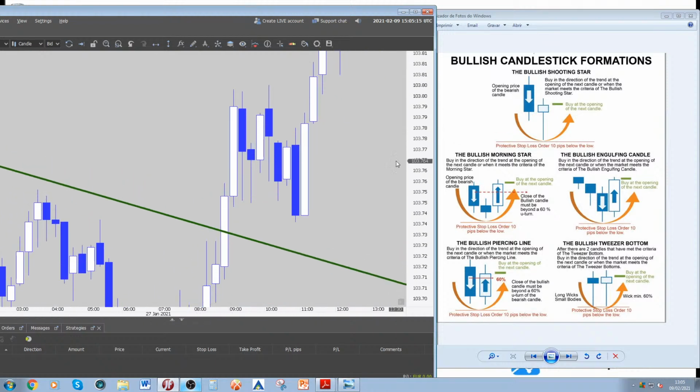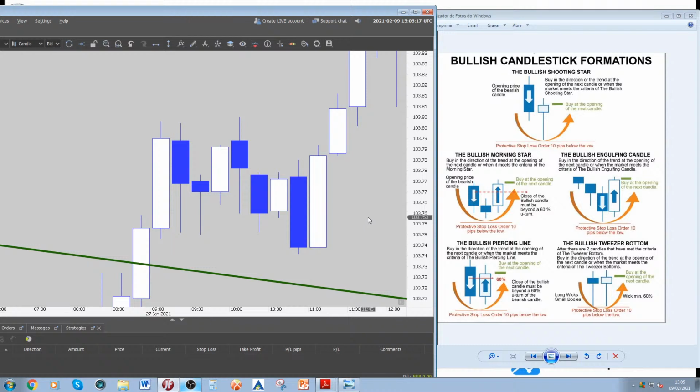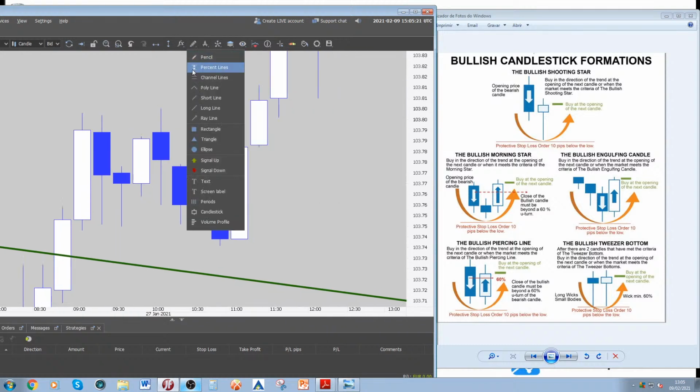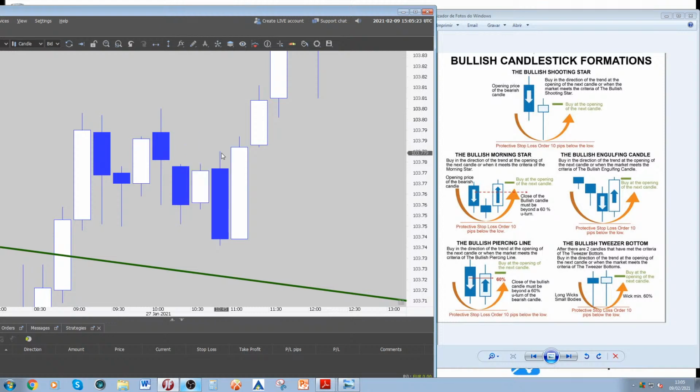So that being said, everybody, 15-minute chart, uptrend line. Who in here wants to enter long on this? What would this be? Would this be piercing line, or would this be the bullish engulfing candle? What do you think, everybody?